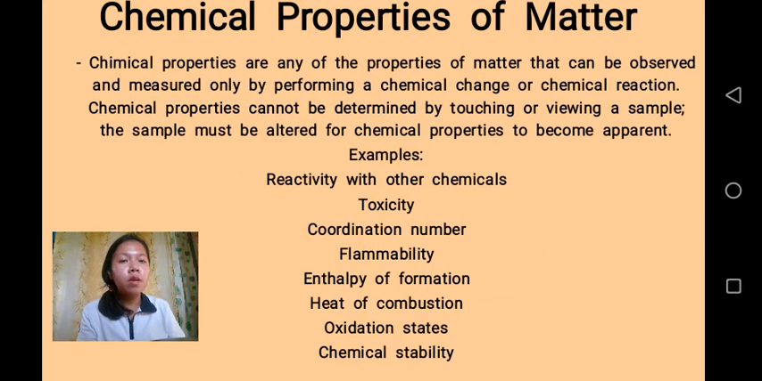So, next, chemical properties of matter. Chemical properties are any of the properties of matter that can be observed and measured only by performing a chemical change or chemical reaction. Chemical properties cannot be determined by touching or viewing a sample. The sample must be altered for chemical properties to become apparent. So, examples: reactivity with other chemicals, toxicity, coordination number, enthalpy of formation, heat of combustion, oxidation states, and chemical stability.